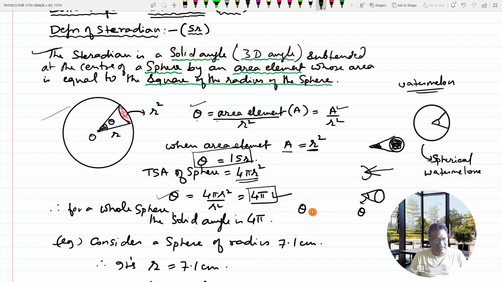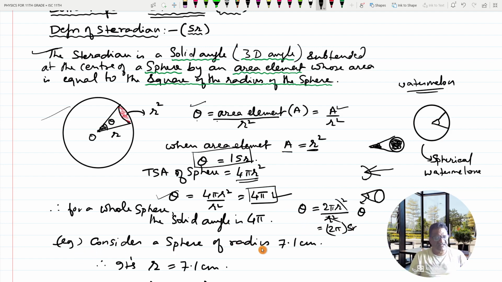For half of the sphere, the solid angle theta will be equal to, now for half of the sphere, the surface area is 2 pi r square, isn't it? That divided by the radius square. So r square and r square will cancel and we will get 2 pi. So 2 pi SR, steradian, is the value of the solid angle for half a sphere. Okay, that way the concept of this solid angle can be understood.